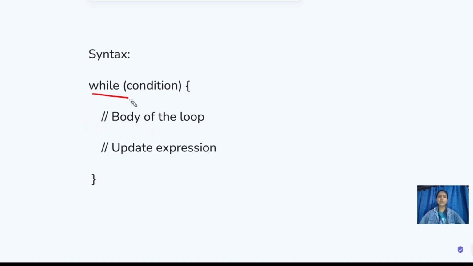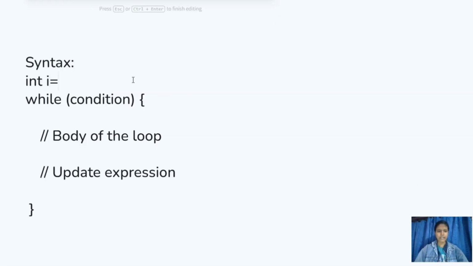In the for loop, we update the value, we update the index, in the brackets, but in the while loop we update the value inside the curly braces. And where does initialization happen? Initialization, like int i = 0, happens before the while loop, and the update happens inside the while loop. So basically this is the difference from the for loop.